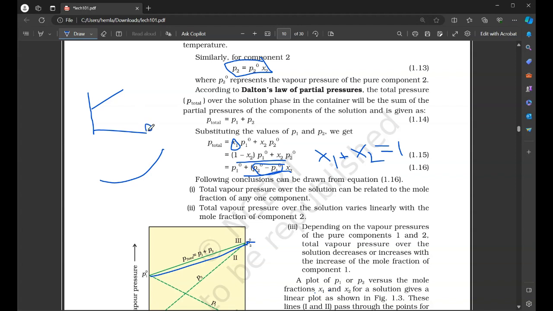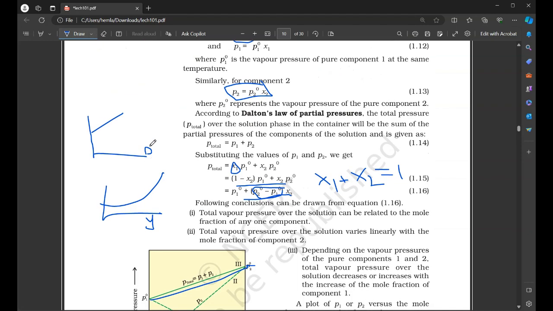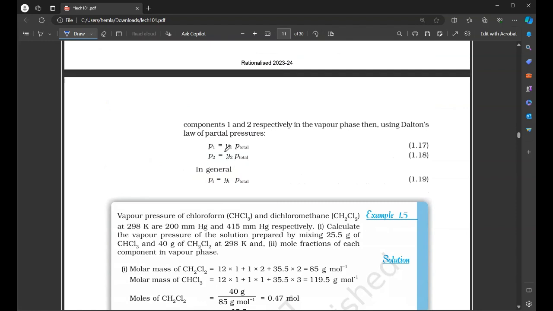If P A naught is greater than P B naught, and we make the graph of pressure versus mole fraction in the vapor phase, then a hyperbola is formed. We'll get there, but just to clear this first: P1 is equal to y1 P total. This y is the mole fraction in the vapor phase. In general, Pi is equal to yi P total.